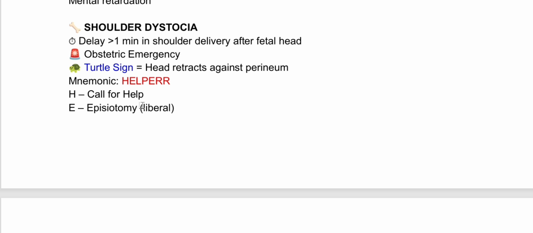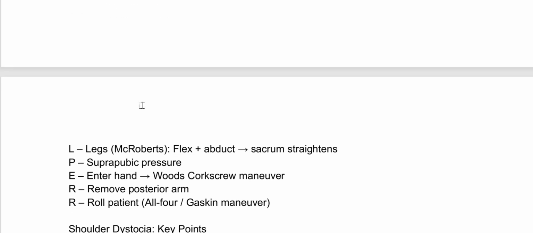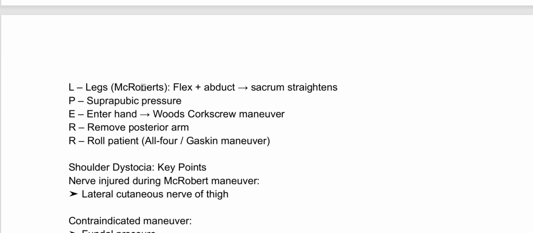HELPER. H stands for call for help. E for episiotomy. L for legs. Legs means make the McRoberts maneuver. You will flex plus abduct the legs. It will cause straightening of the sacrum and we can easily deliver the head.